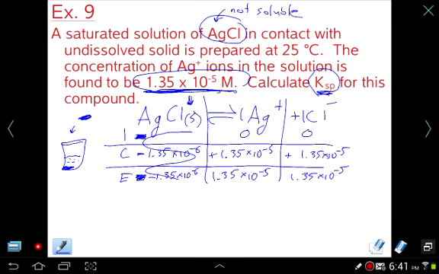And now we're asked for the KSP. Well, K is simply products over reactants. Because our reactants are solid, we don't have to include them. We end up simply doing 1.35 times 10 to the negative 5th multiplied by itself. So let's square that and go ahead and evaluate this in your calculator.